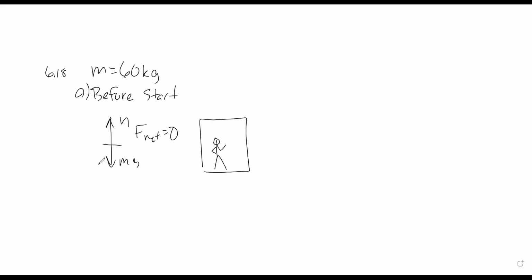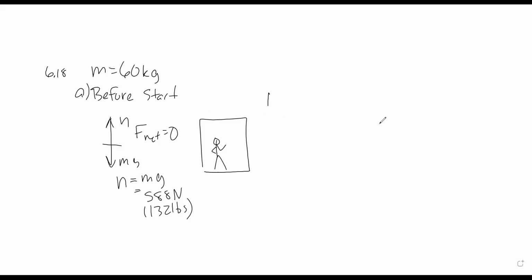So F net equals 0. So in this case, the normal force, which we're saying is the measurement of the weight, is equal to mg. And so that is 60 times 9.8. I just know that off the top of my head, that's 588 newtons. It might be helpful to know what that is in pounds, and that is 132 pounds. So this person weighs 132 pounds before the elevator starts to ascend.